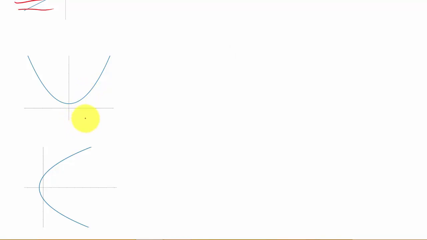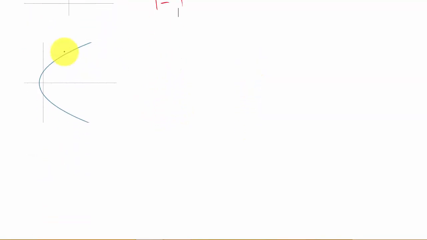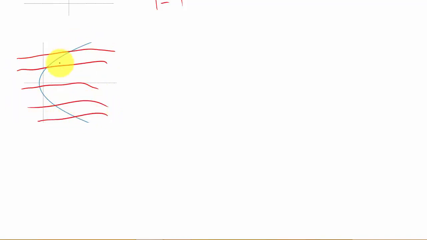What about this one? Well, you can see here if we draw a horizontal line, it's going to intersect the graph here and here. So it intersects the graph in more than one point, so that means it is not 1 to 1. And then the last one, no matter where we draw a horizontal line, it only intersects this graph in one point. So that means this one is 1 to 1.